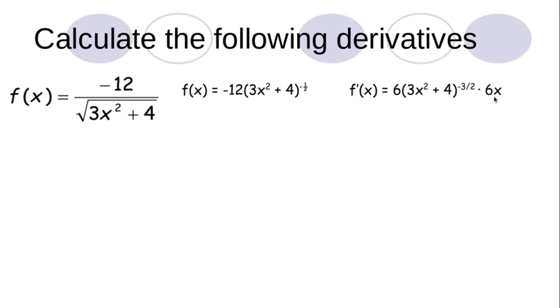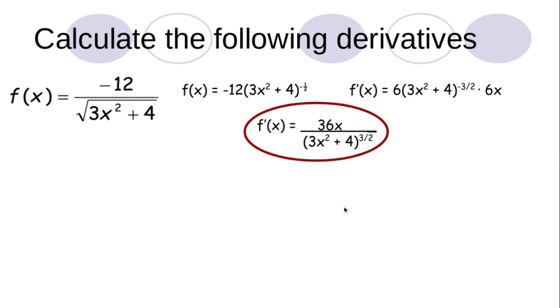Now we're going to simplify our derivative by putting any positive exponents on top. So the 6x and the 6 can get multiplied and go on top. The 3x squared plus 4 to the negative 3/2, we're going to put on the bottom, and it becomes positive 3/2. Notice how each expression is labeled: f of x, f prime of x, f prime of x. All right, so that would be our final simplified derivative. And now let's look at our last example.